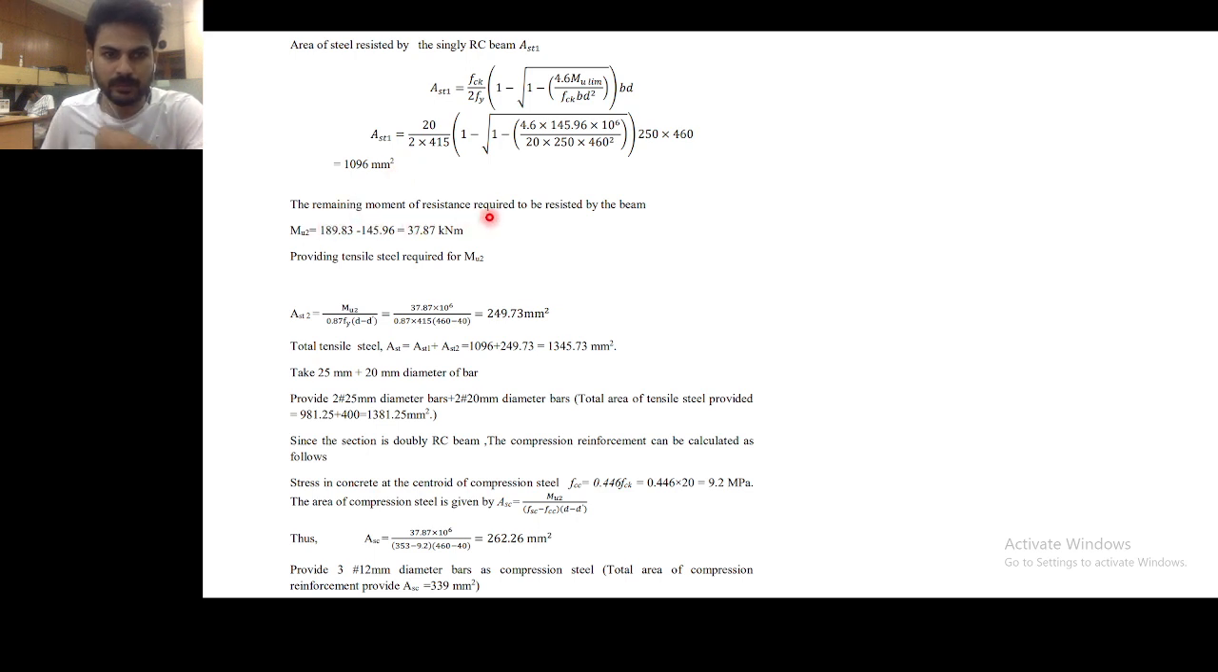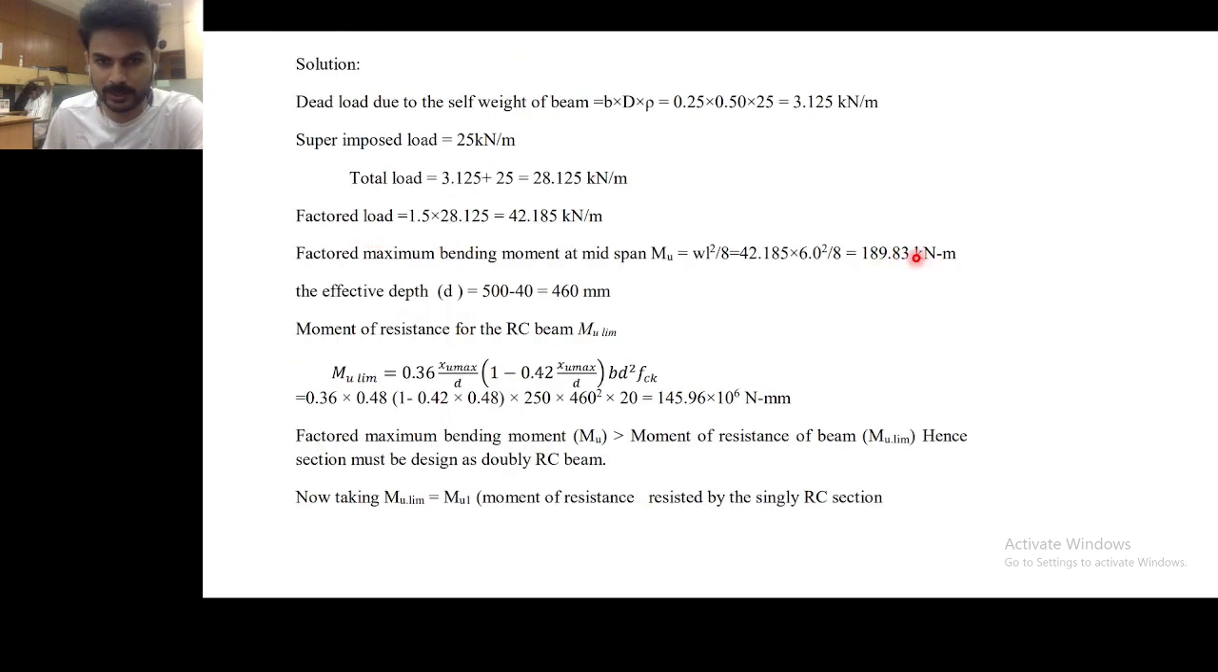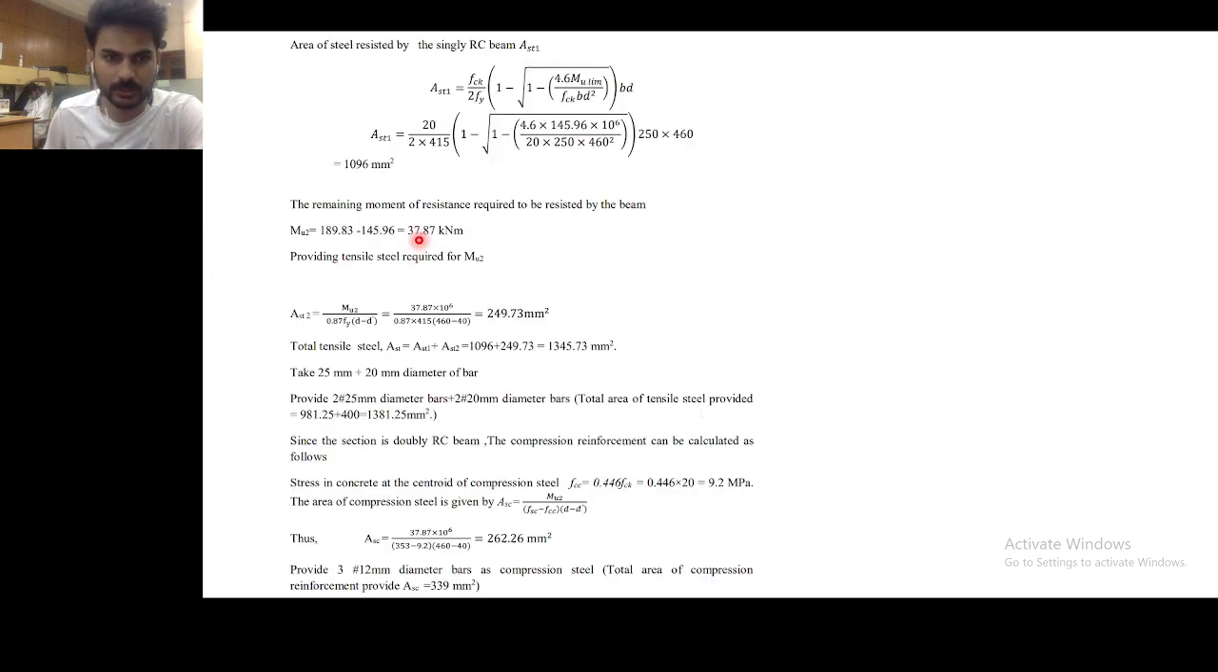The remaining moment of resistance required to be resisted by the beam is total Mu minus Mu1. So this is 189 minus 145, and this is the extra Mu we have to provide. For that, we can directly calculate the area by Mu2 divided by 0.87 fy (d minus d dash). We know all the parameters, and by putting them in, we got the Ast2.